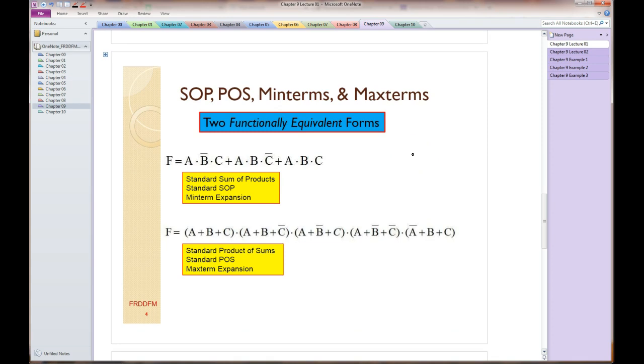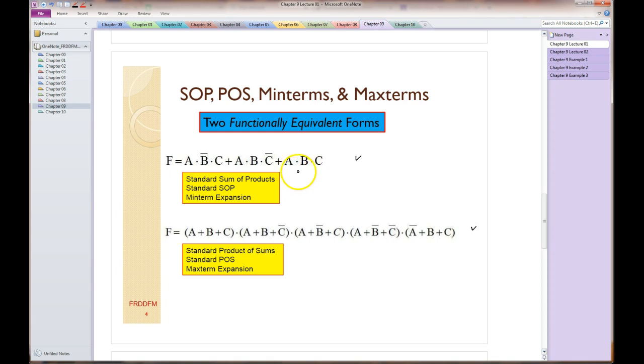These representations are functionally equivalent. Now this is a super important word in digital design, you got to remember it. So these 2 equations do the exact same thing, they just do it in different ways. These equations have special names for them.